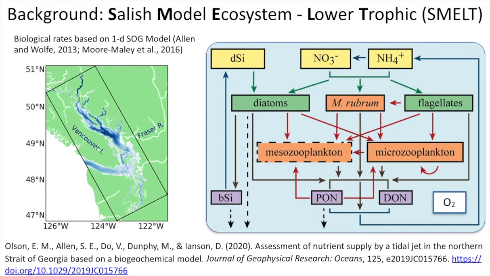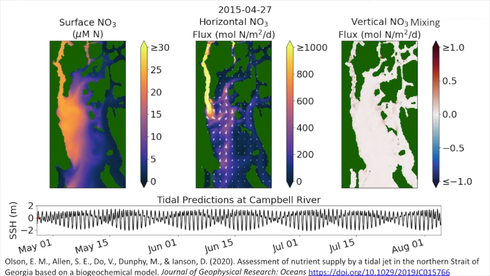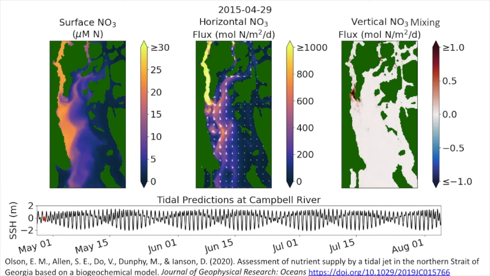I'm going to describe 3 examples of cases in which the model and observations together provided more information than either could alone. First, we used the model results to analyze the contribution of nutrient injection by the Discovery Passage tidal jet to primary production in the northern Strait of Georgia.